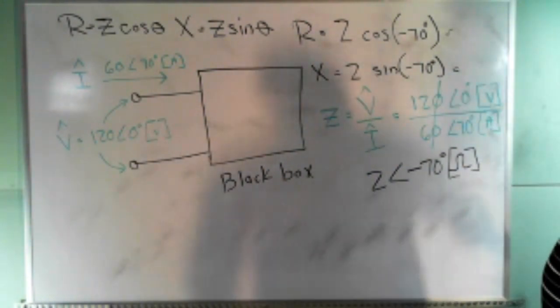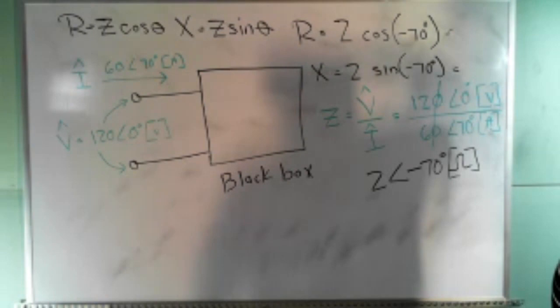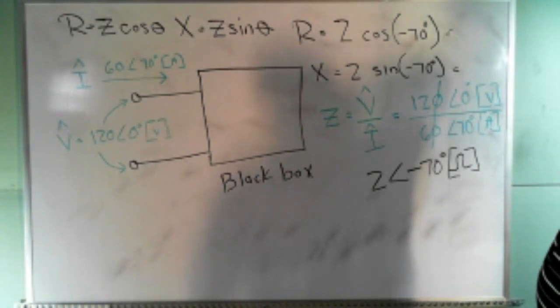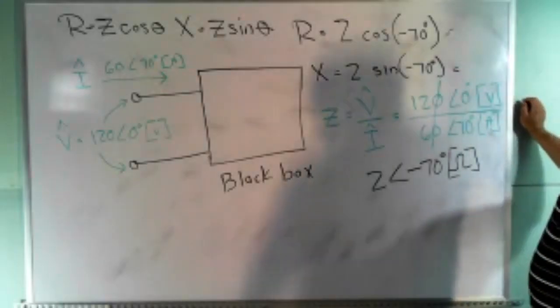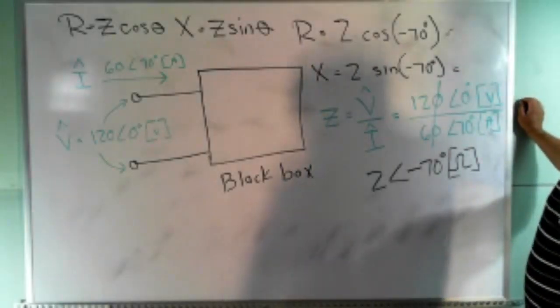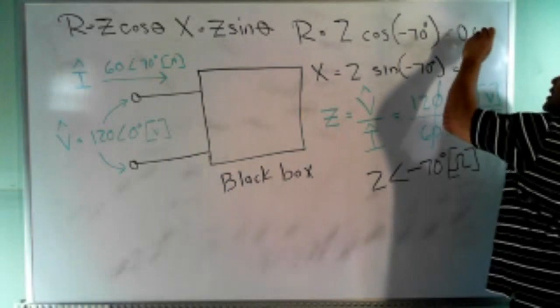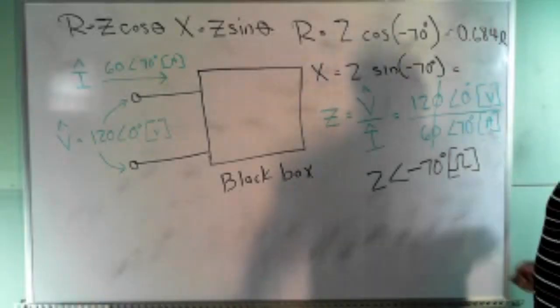What'd you get for R? For R, I got 684. No, I don't think that. 684, is that right? Oh, times 10 to the negative 3. 684 milli. So you got 0.684. Correct. All right, and what about here? I got negative 1.9, rounded.